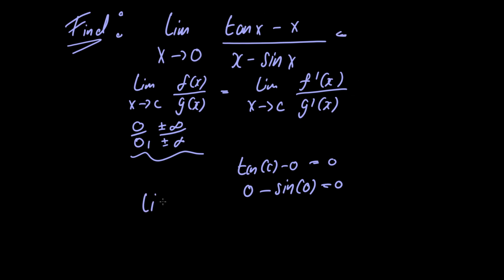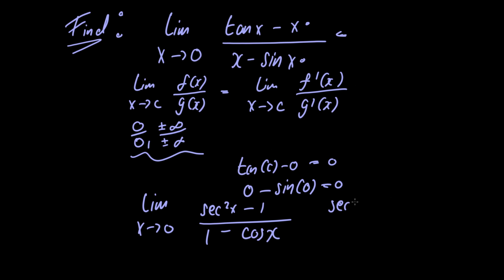We're going to have the limit as x approaches 0 of secant squared of x minus 1 divided by 1 minus cosine of x. So all we've done is taken the derivative of the numerator and the derivative of the denominator. Now let's go ahead and plug in x is equal to 0 and see what we have.